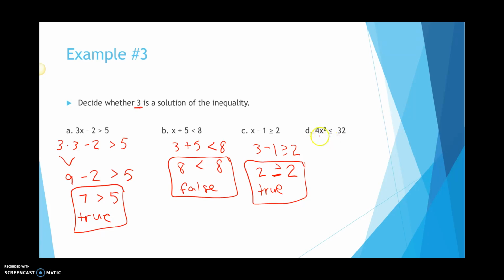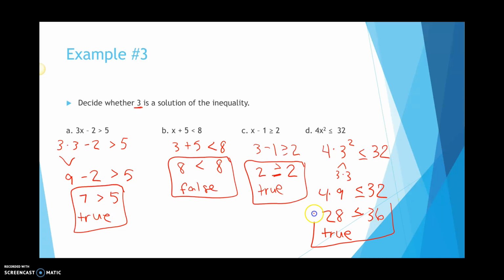Last one, D. Again, substituting 3 in for x. So we have 4 times 3 squared. Is that less than or equal to 32? Well, we first have to look at our exponents. 3 times 3 gives me 9. So this is 4 times 9. Is that less than or equal to 32? 4 times 9 gives me 28. 28 is less than or equal to 32. That is a true situation right there. So we will say this is true because 28 is less than 36.